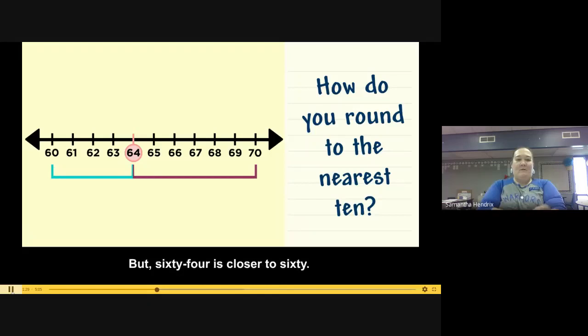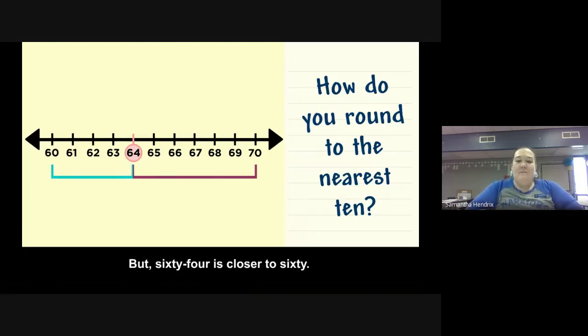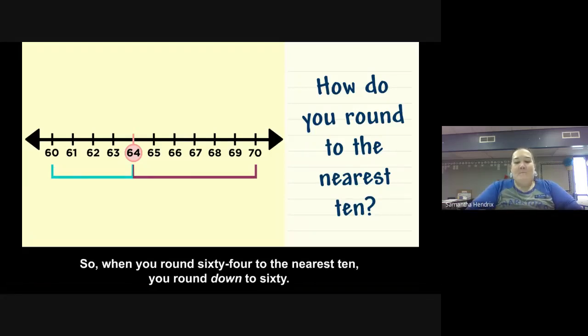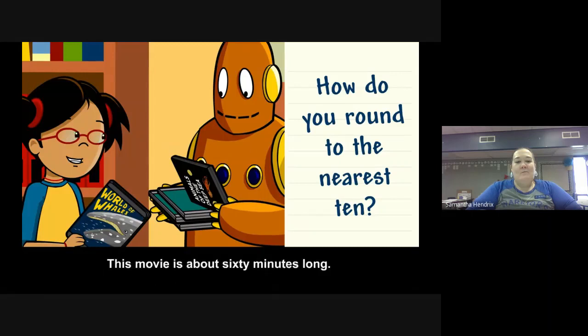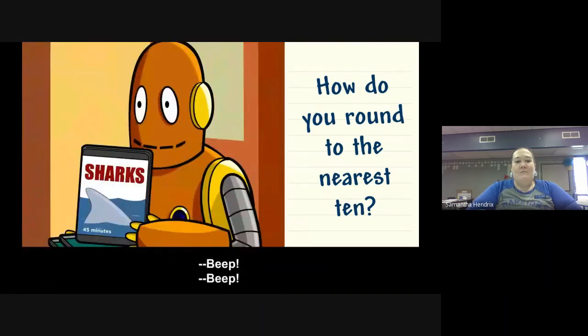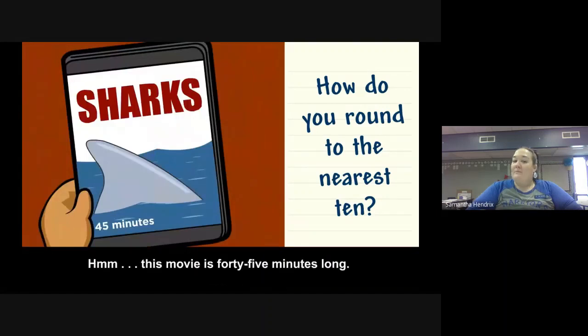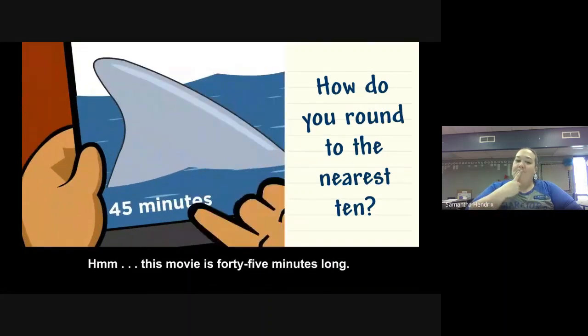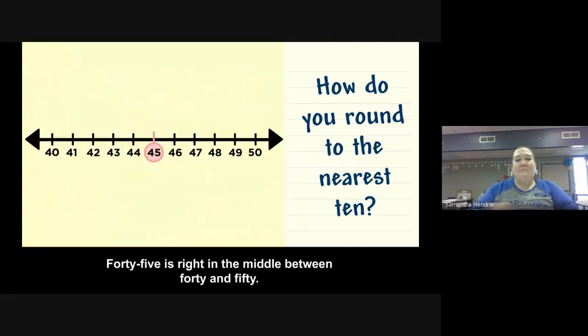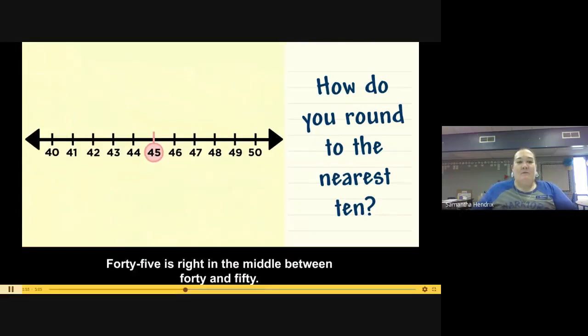But 64 is closer to 60. So when you round 64 to the nearest 10, you round down to 60. This movie is about 60 minutes long. This movie is 45 minutes long. 45 is right in the middle between 40 and... What are we going to do? There's a fun rule for rounding.